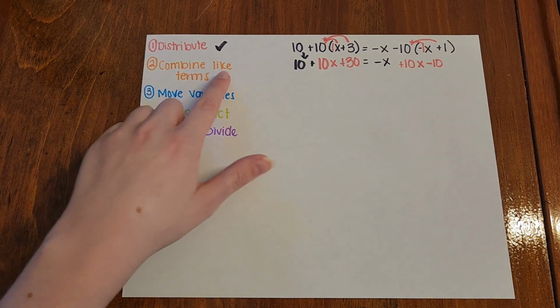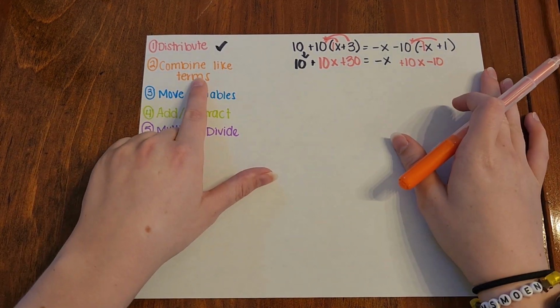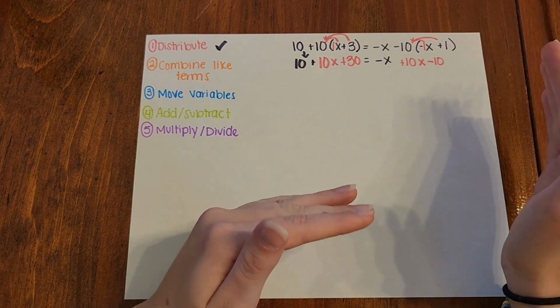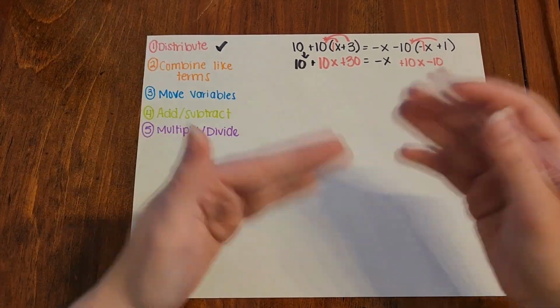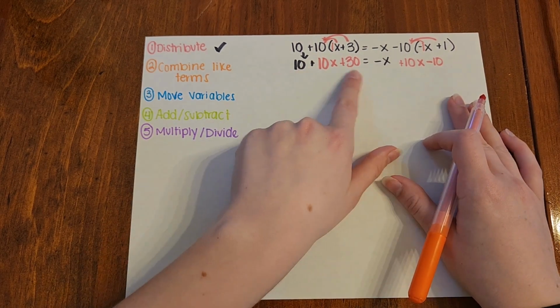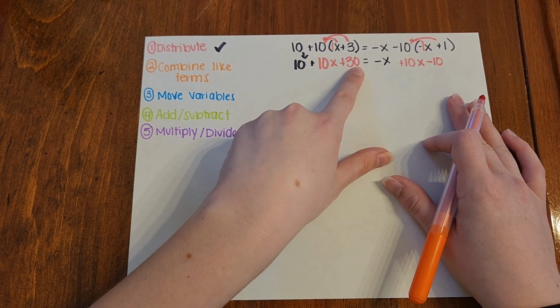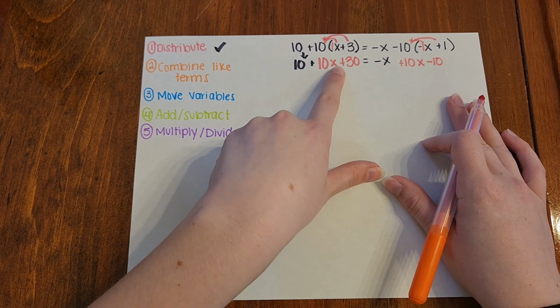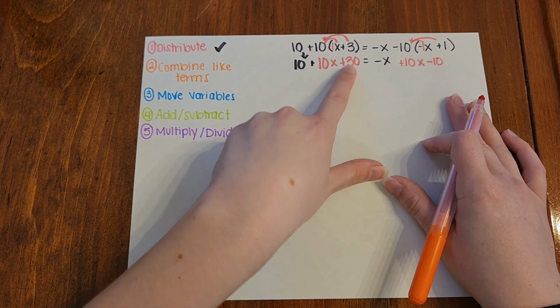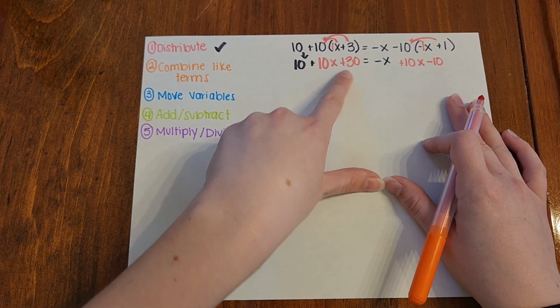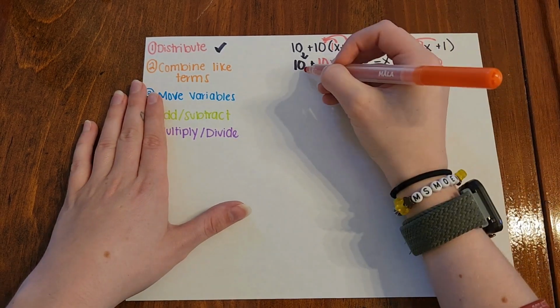Our next step is to combine like terms. When we're talking about like terms, all we're talking about is the endings of these terms: if they're the same, we're going to combine them. For example, on this left side of our equation, we have 10, 10x, and 30. 10x ends in an x, but 10 and 30 do not end in x's. They're just numbers, they're just constants, so those are like terms, so we're going to combine them.